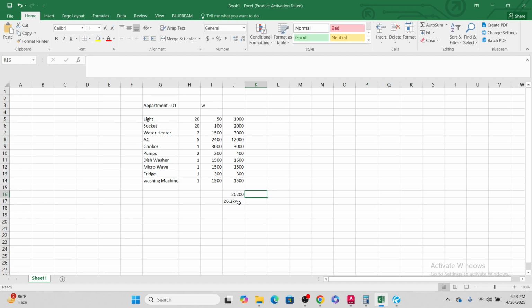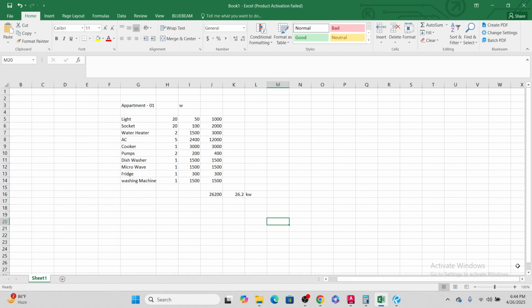I divided this by 1000. Let's divide it: equal, this one divided by 1000. So I have 26.2 kilovolt-ampere. So let's consider the building.